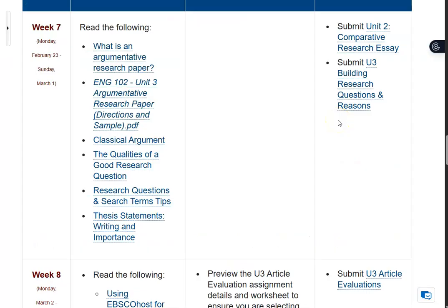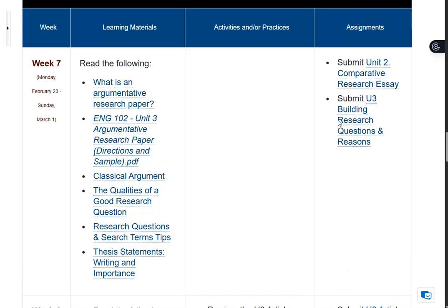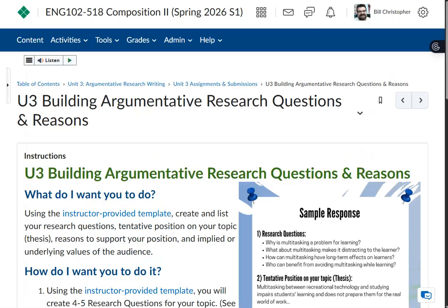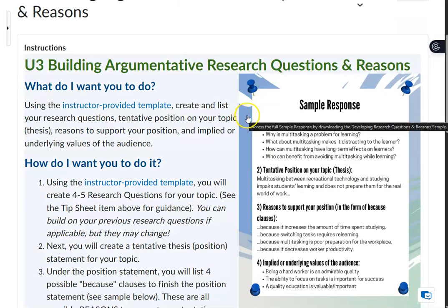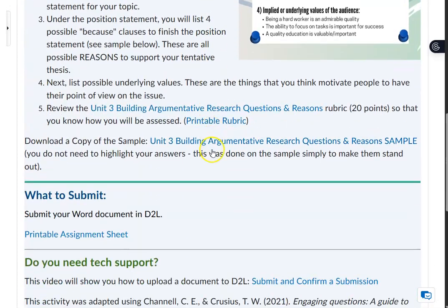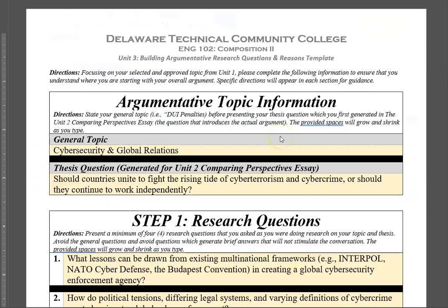Then a shorter assignment, which many of you will forget because it's not the paper, is the Unit 3 Building Research Questions and Reasons. So clicking on that will take us to here, and it kind of shows you a sample response. Do not use this. I actually have a sample for you to take a look at, which you can link right down here. Download a copy of the sample. What's it look like? Why, it looks just like this.